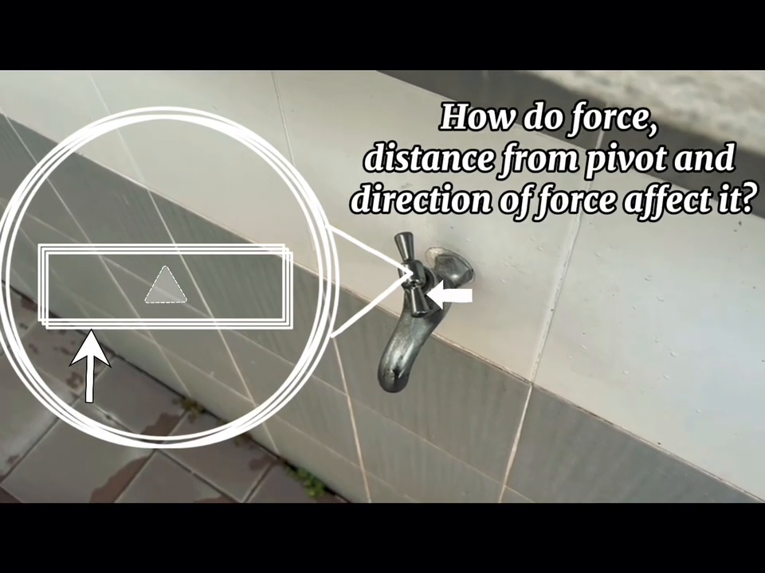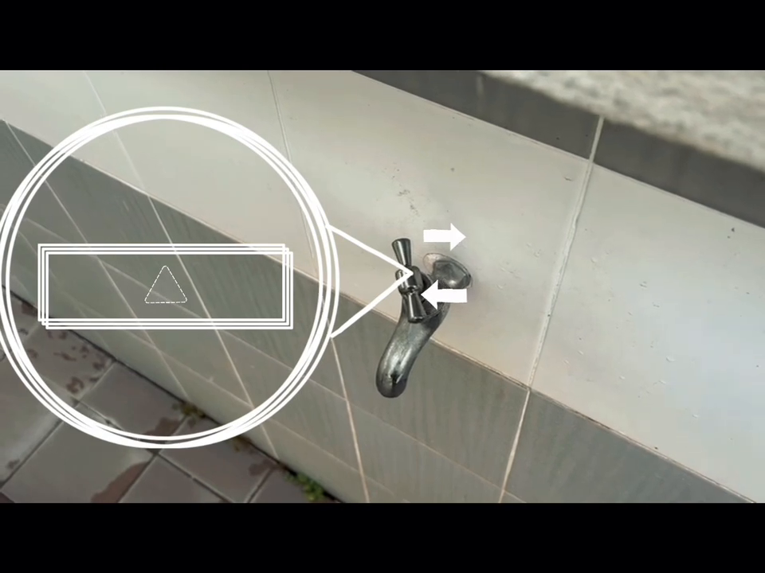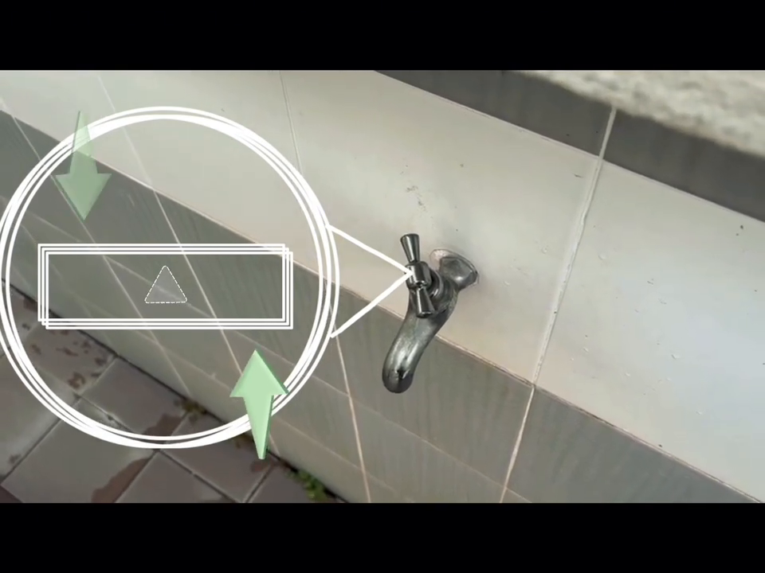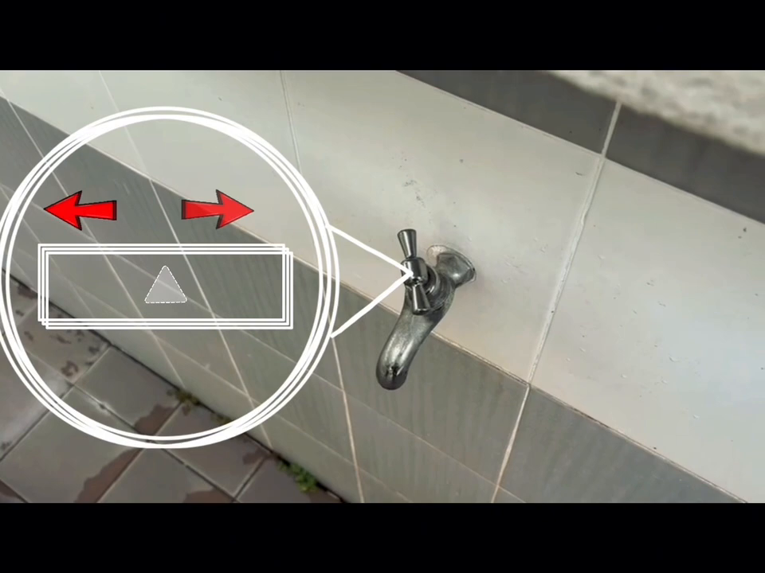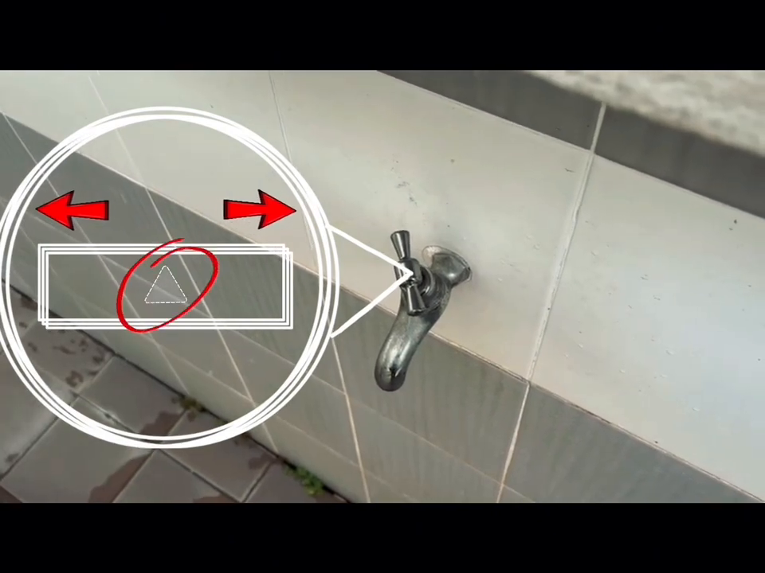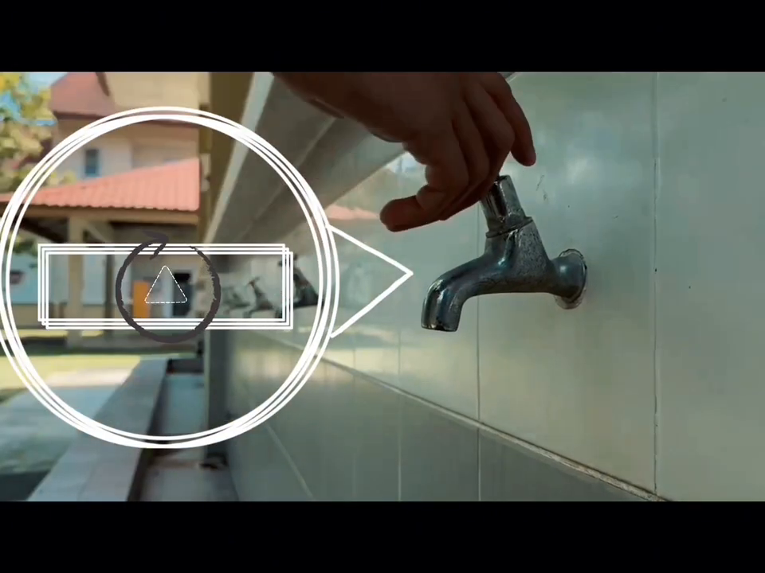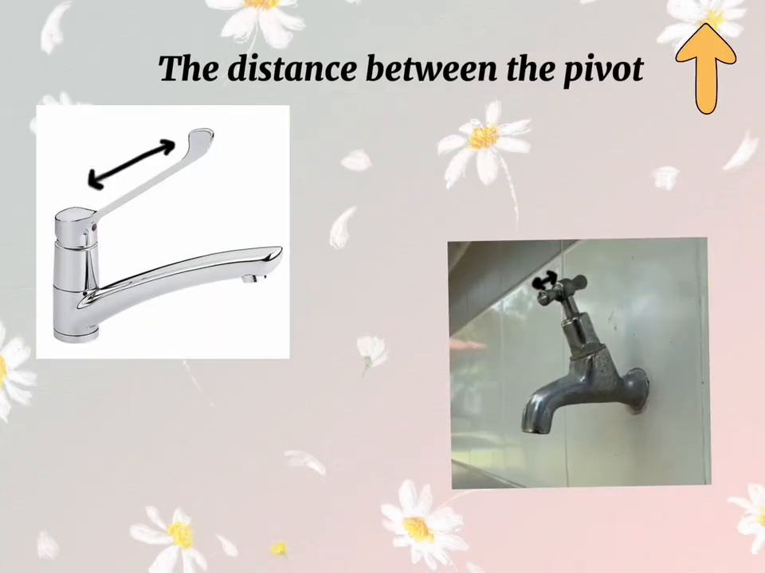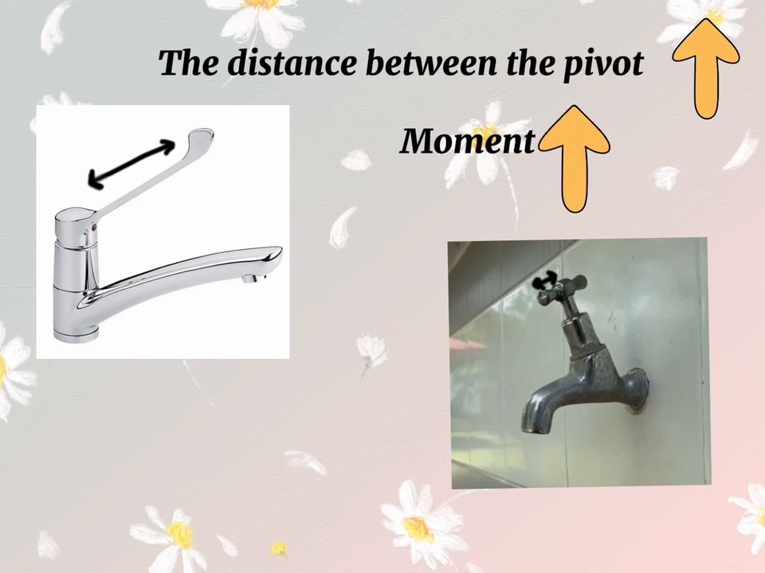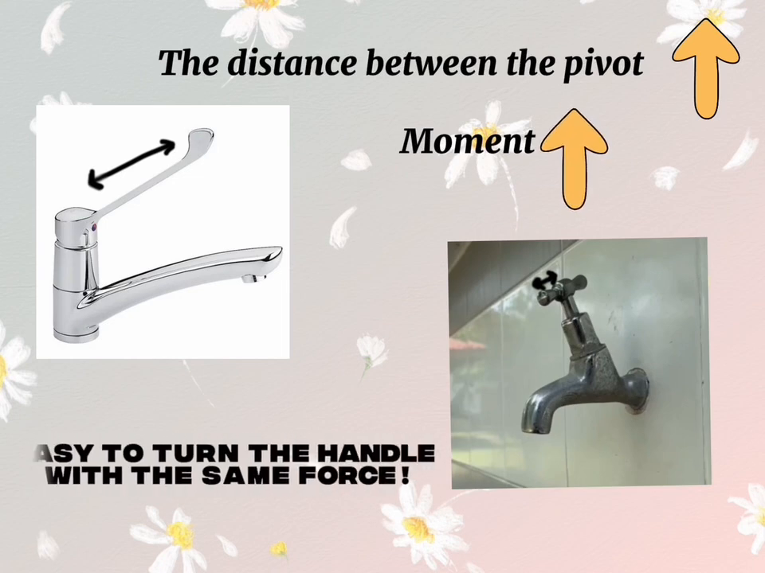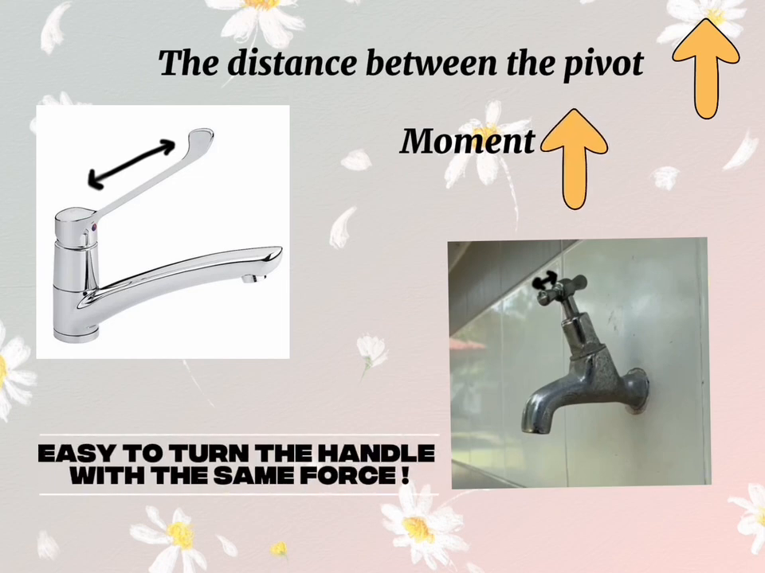When we push or pull the faucet handle, our force acts at the end of the handle. Since this point is far from the pivot, the handle rotates about that pivot and opens the faucet. The larger the distance from the pivot, the greater the moment produced, and the easier it becomes to turn the faucet handle using the same force.